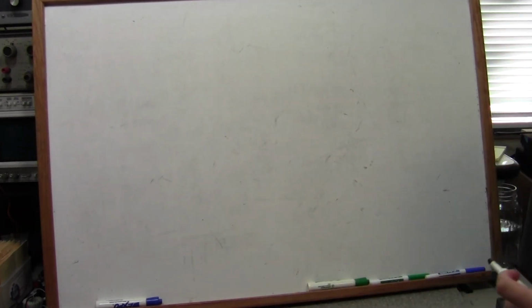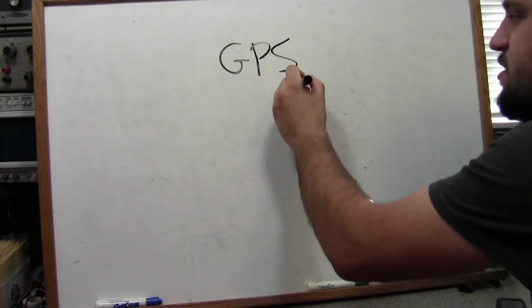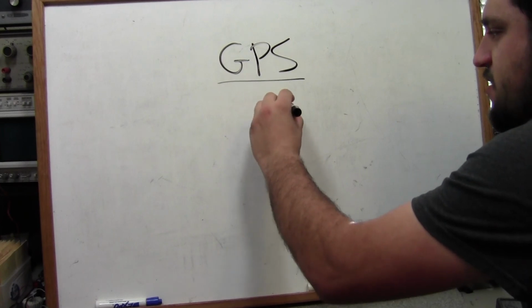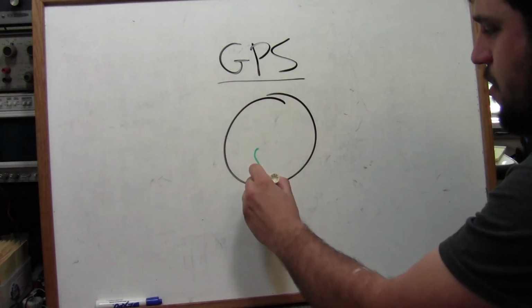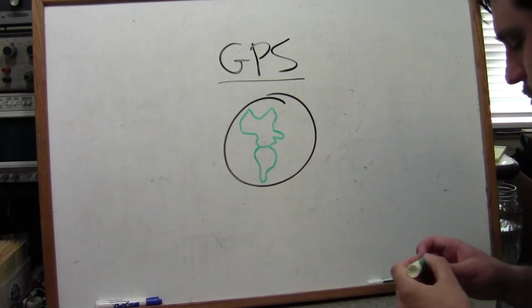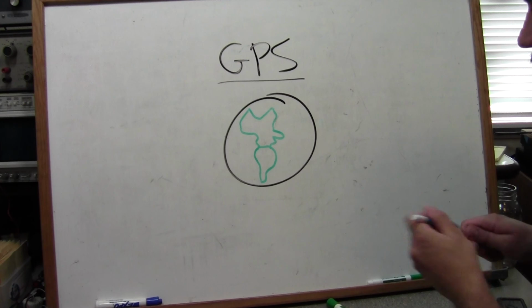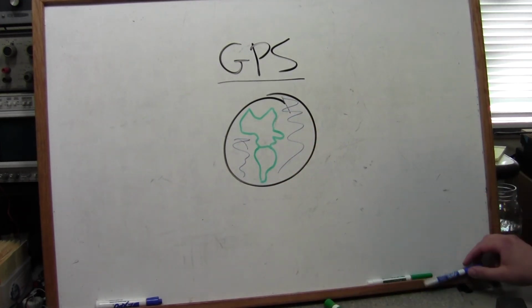This system is used quite a bit in cell phones, but one of my favorite applications for CDMA is actually the GPS system, the Global Positioning System. GPS is based on the fact that on planet Earth, here we have some green here, and blue. So here's planet Earth. It's a pretty sweet Earth.